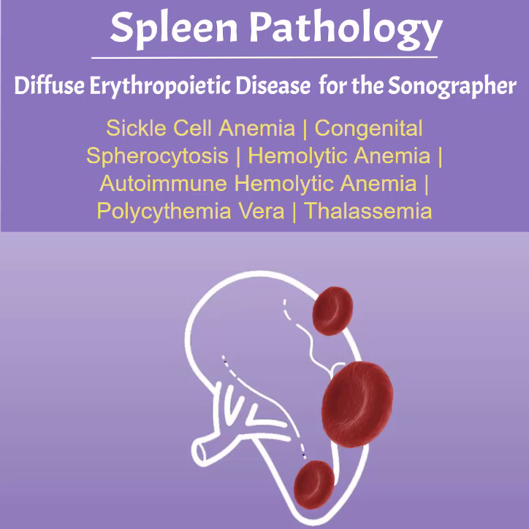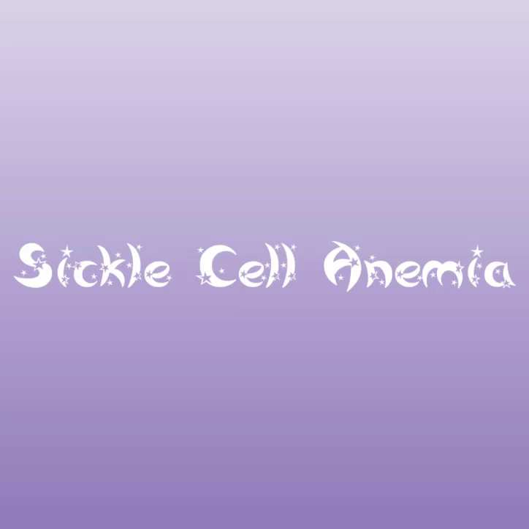Welcome to our sonography lecture on spleen pathology, diffuse erythropoietic diseases for the sonographer, part 3 of 7. This lecture will cover sickle cell anemia, congenital spherocytosis, hemolytic anemia, autoimmune hemolytic anemia, polycythemia vera, and thalassemia. We will begin with sickle cell anemia.